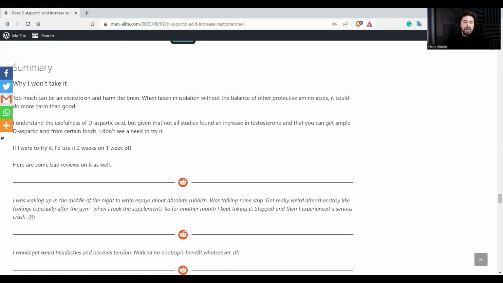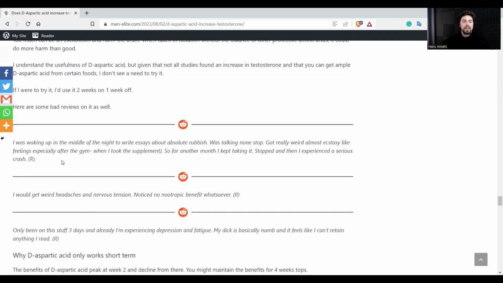Now, there's obviously some bad reviews on it as well. So this guy was saying that when he started taking aspartic acid, I was waking up in the middle of the night to write essays about absolutely rubbish, was talking nonstop, got really weird, almost ecstasy-like feelings, especially after the gym, when I took the supplement. So for another month, I kept taking it, stopped, and then experienced a serious crash. So it could be that this guy was experiencing severe excitotoxicity, way too much stimulation from aspartic acid.